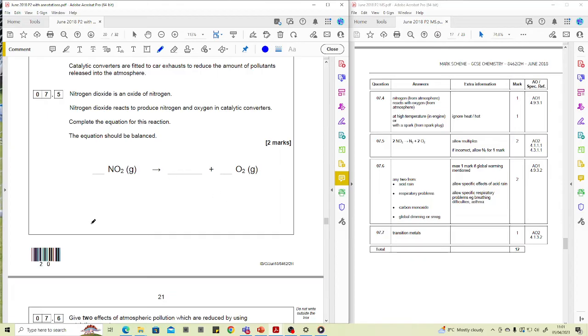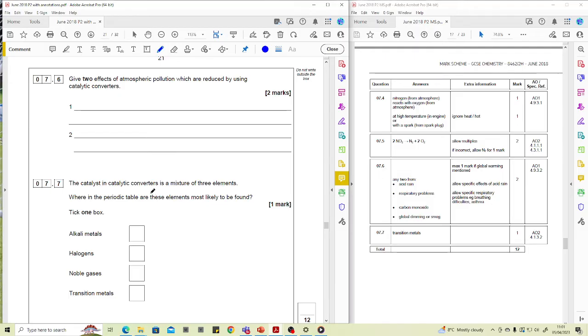Okay, so now we're going to have a look at catalytic converters. Nitrogen dioxide is going to react to produce nitrogen and oxygen, so we've got a complete equation to complete. So remembering that nitrogen is a diatomic gas, N, O, F, Cl, Br, iodine. They all are. Remember those, NOF down, and H2 as well. So we need 2 of them, and 1 of them, and 2 of them. There you go.